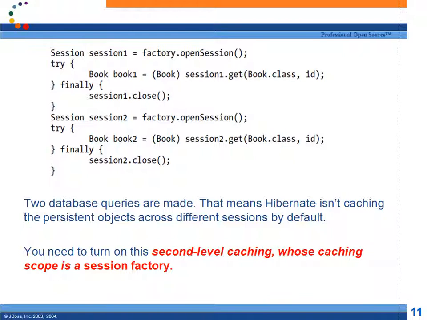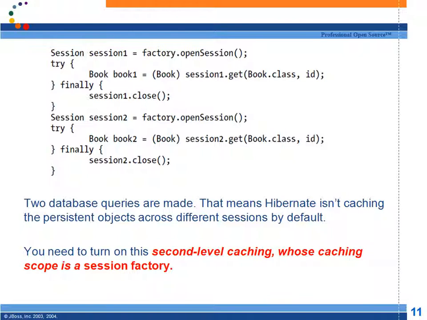What if you didn't do the session 1 close? Even if I don't call session 1 dot close, session 1 will be there, but that is a separate cache. On calling session 2 dot get, it has to go to the database again. Now this is firing 2 queries because first level cache is at session level. First level cache is configured at session level.